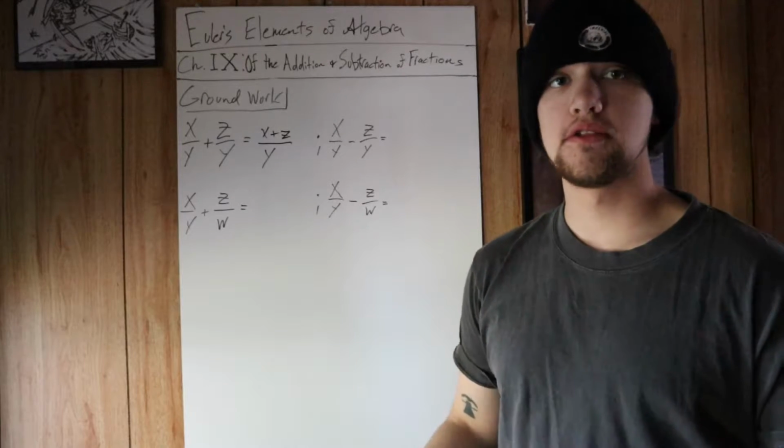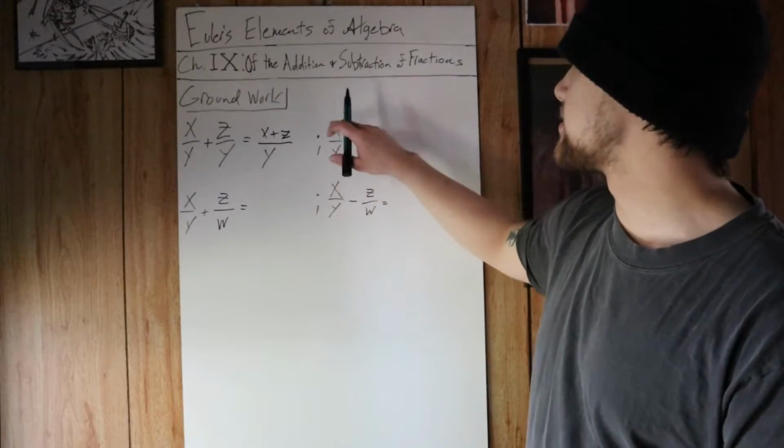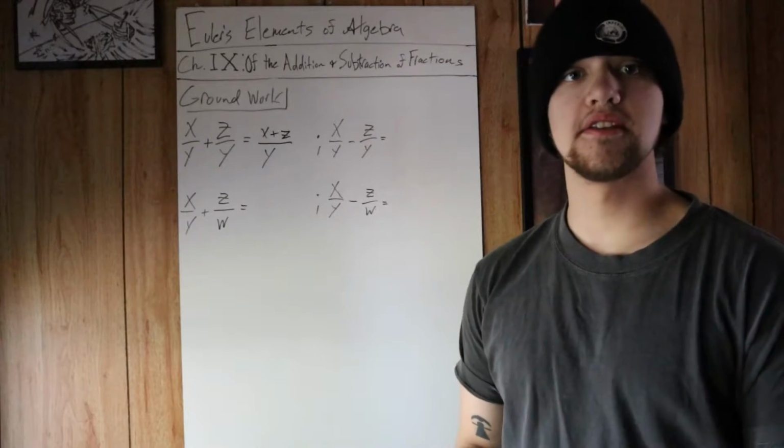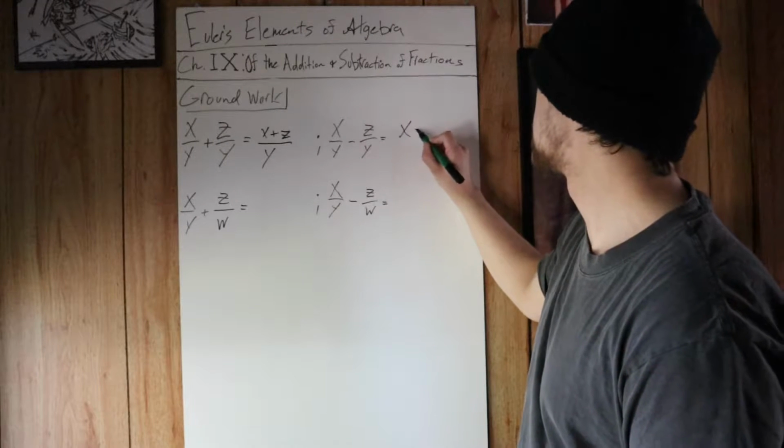And the same thing follows for common denominators of subtraction. The operator is subtraction, and in this case it's simply going to be x minus z over y.